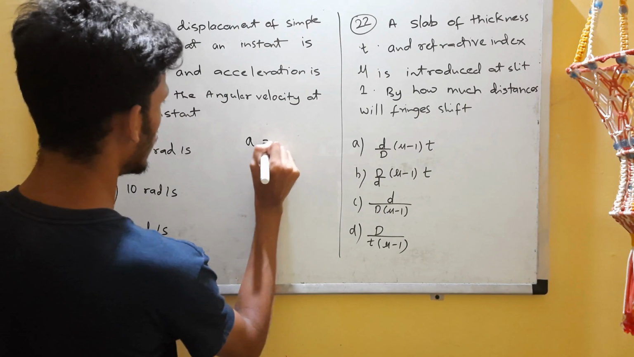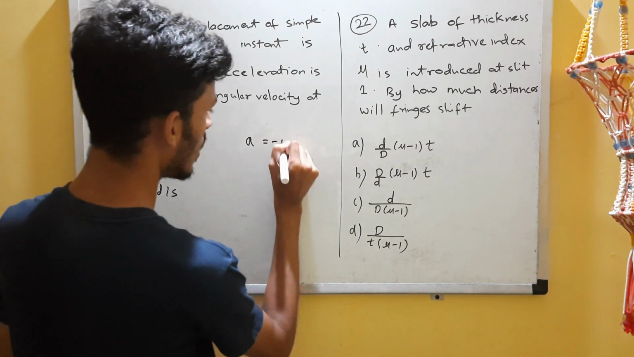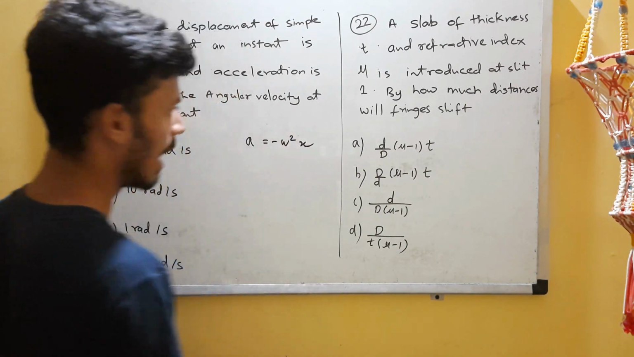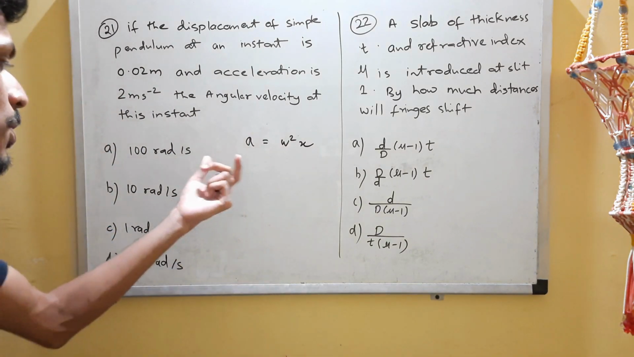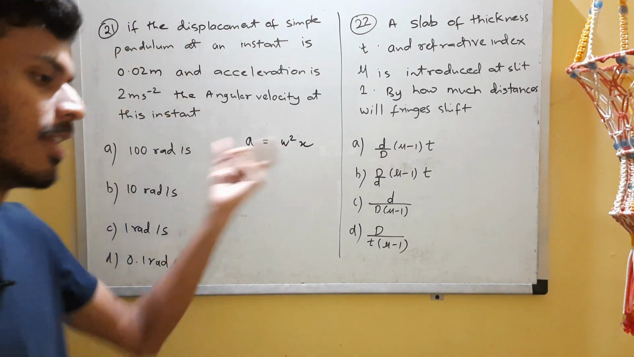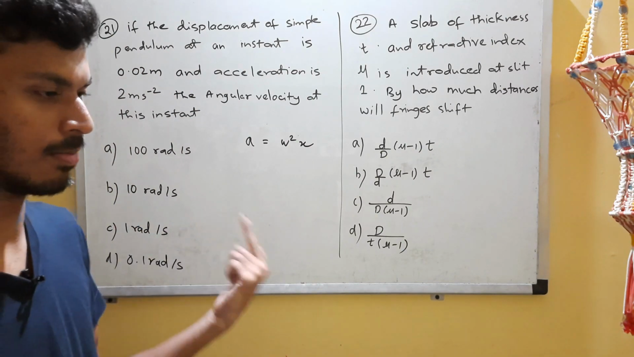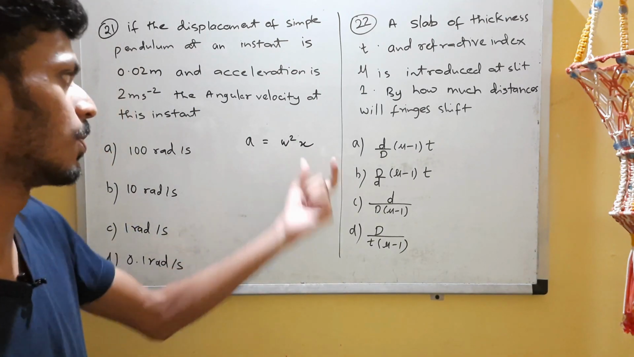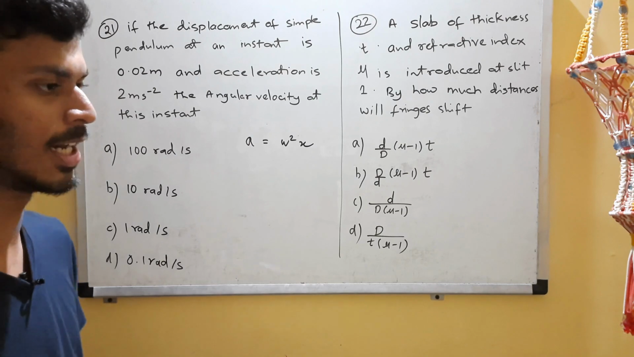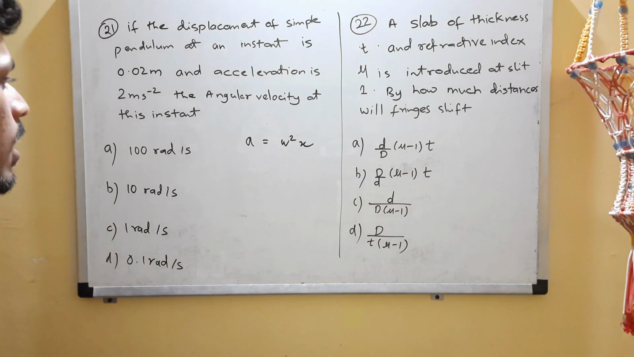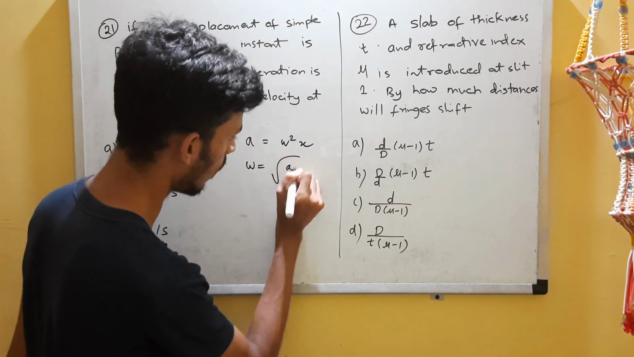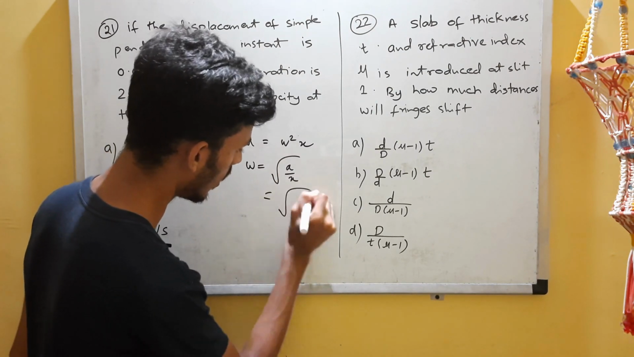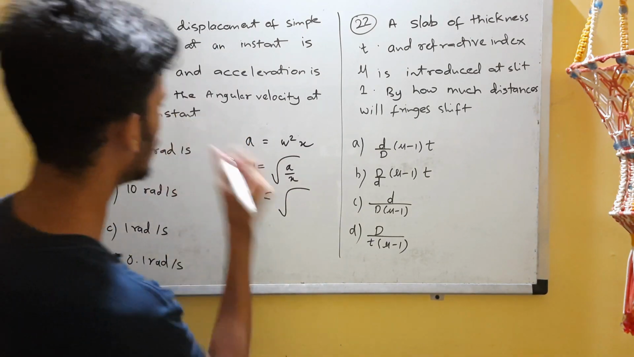The acceleration in case of SHM is given as minus omega square x, right? Remove the minus sign, because it just shows the nature of a and x, that they are acting in opposite direction. A is opposite to x. So displacement and acceleration are opposite. So here it's very simple now. Omega will be nothing but under root of a by x.